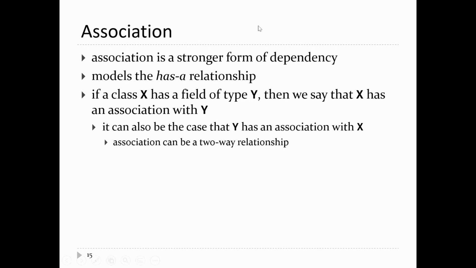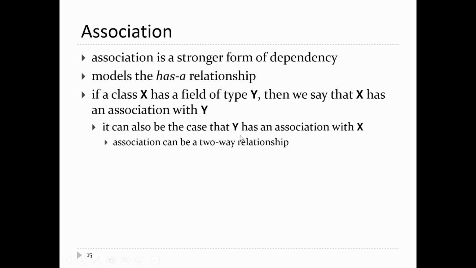All right, so dependency, that's the weakest relationship between two classes. Association is a stronger form of dependency. So dependency models the uses relationship. Association models the has-a relationship. So if a class X has a field of type Y, then we say that X has an association with Y. So it's no longer the case where you just have a method or a constructor that uses Y. Here you have to have a field of type Y.